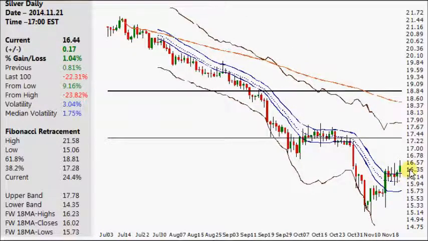And the action on Friday was a close at 16.44, up 17 cents or 1%, hitting levels not seen in about a month's time. Didn't think I'd be saying anything like that, but that's obviously the case.